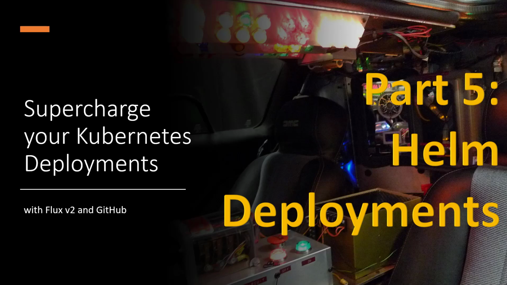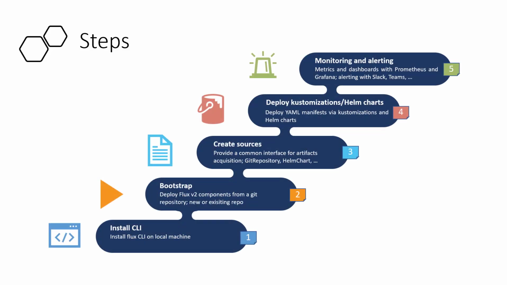Now, how exactly did we end up here? Well, in the first installment, we looked at installing the CLI and bootstrapping a cluster. Then we took a small detour and looked at how Kustomize works, because Flux v2 is using Kustomize quite heavily. In the third video, we looked at creating Git sources and deploying our YAML manifests with customizations, but we kind of skipped the Helm chart deployments.